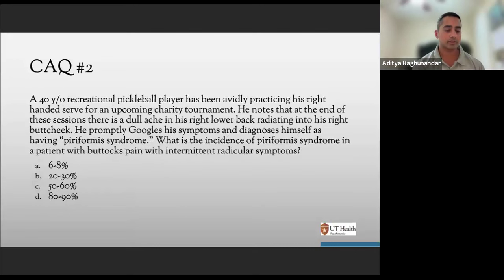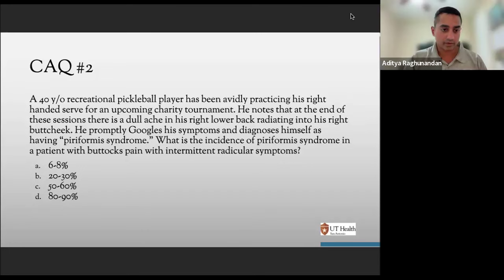All right, question number 2. A 40-year-old recreational pickleball player has been avidly practicing his right-handed serve for an upcoming charity tournament. He notes that at the end of these sessions, he has a dull ache in his right lower back, radiating into his right butt cheek. He promptly Googles his symptoms and diagnoses himself with piriformis syndrome. What is the true incidence of piriformis syndrome in a patient with buttocks pain with intermittent radicular symptoms?